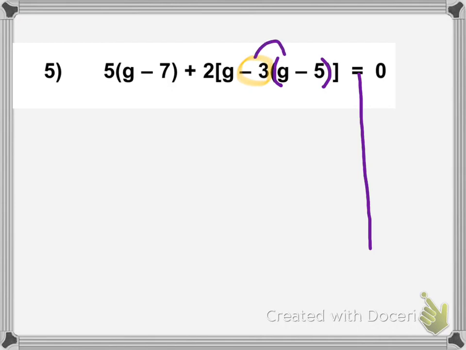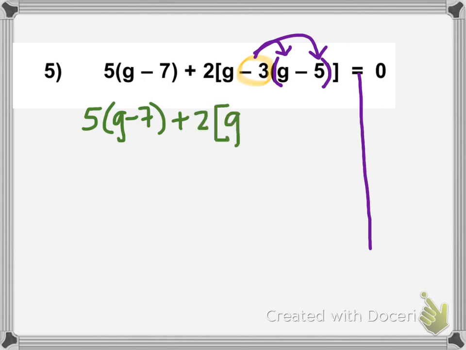So let's go ahead and start by distributing that negative 3 inside to the g and to the negative 5. And we'll bring everything else down. So we can go ahead and bring down the 5 times parentheses g minus 7 plus 2 bracket g. Now we'll distribute the negative 3. Negative 3 times g is negative 3g. Negative 3 times that negative 5 is going to be positive 15. Close bracket equals 0.